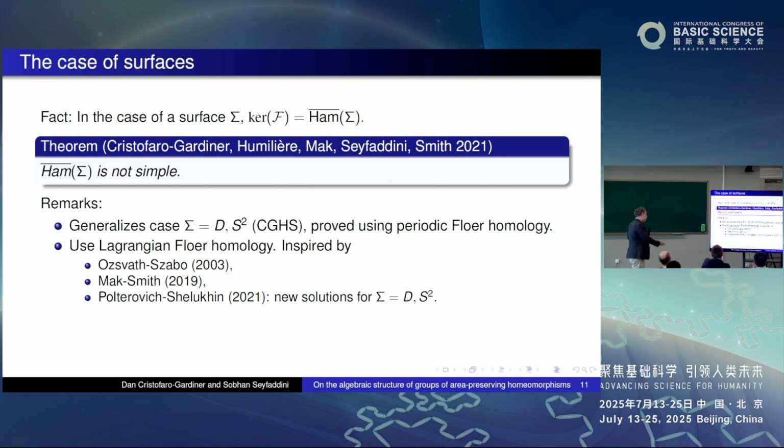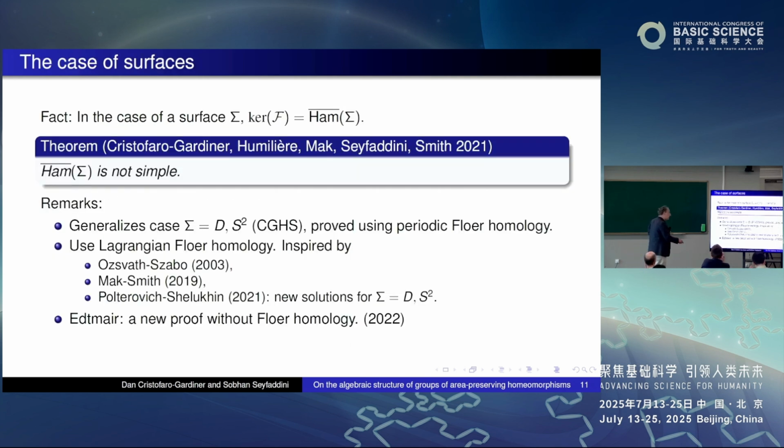And our approach has a long history that is inspired by a number of authors, the main ones being Ajvath and Szabo, Chuck-Yu and Ivan, and also Polterovich and Shulkin, who used this Lagrangian Floer homology approach to reprove our theorem. Just stop me if you have any questions about how this all fits together as well. Oh, and also, another interesting proof of our theorem was given by Oliver Ettmeyer, which doesn't use Floer homology at all.